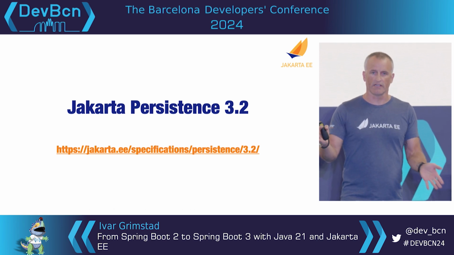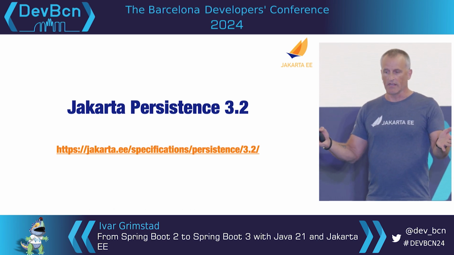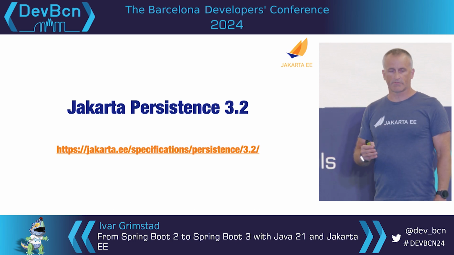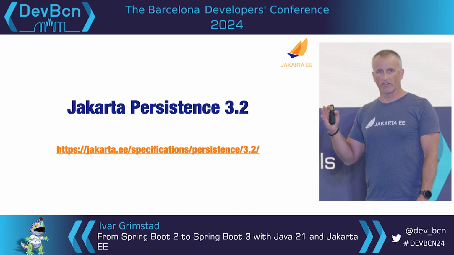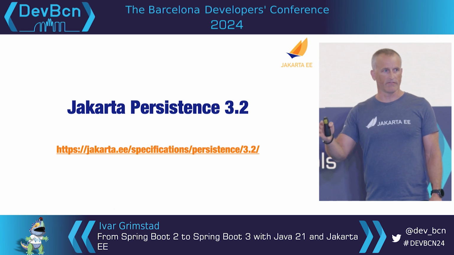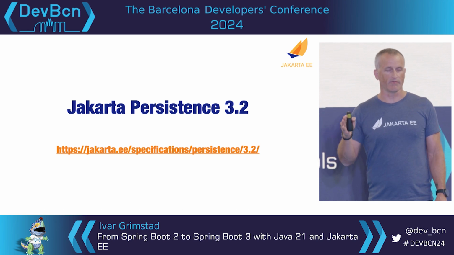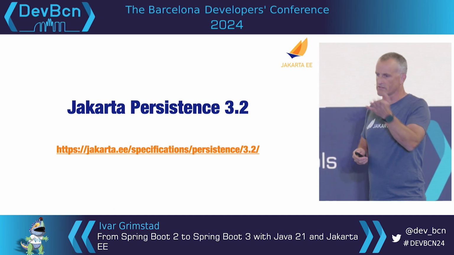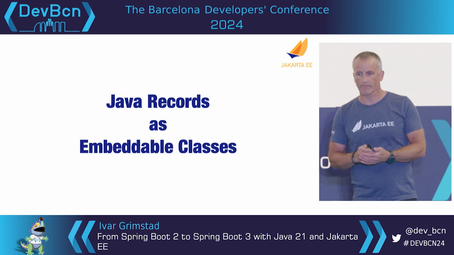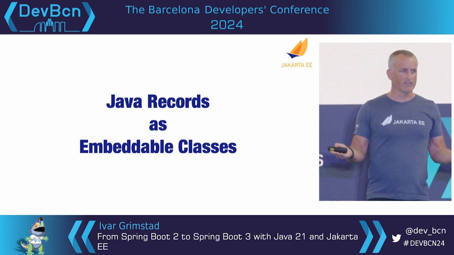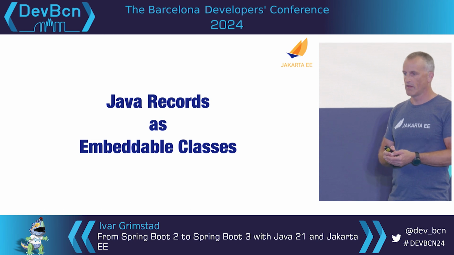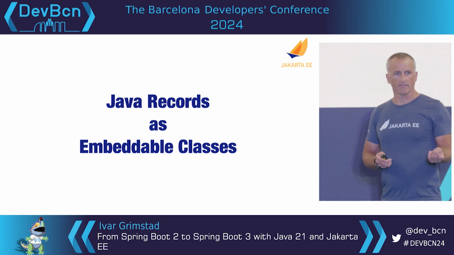And that means that it is interesting to see what's coming in Jakarta persistence 3.2, because if you were at Spring I/O 2 weeks ago here in Barcelona, they said on stage that the next version of Spring Boot will pull in the Jakarta EE 11 versions of some of these specifications, and Hibernate is probably one of them. So you will get this in your Spring Boot applications in August or September, around that time frame. And that is, you can now use Java records as embeddable types in persistence, in JPA.